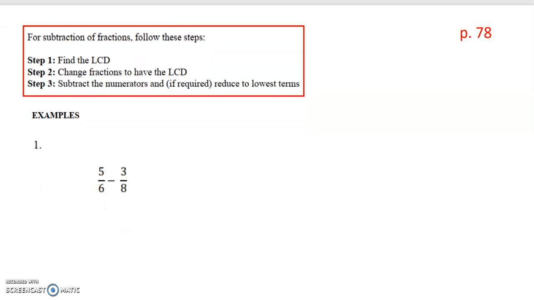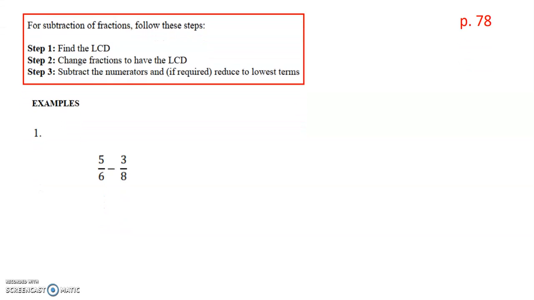So for the subtraction, we're going to follow some steps. We're going to find that lowest common denominator. We're going to change our fractions to have that matching denominator, and then we're going to subtract our numerators. So for the first example, we have 5/6 minus 3/8. Our lowest common denominator here is going to be 24.